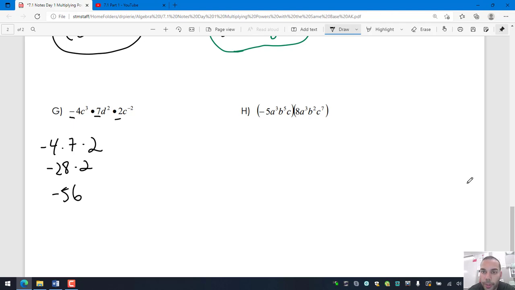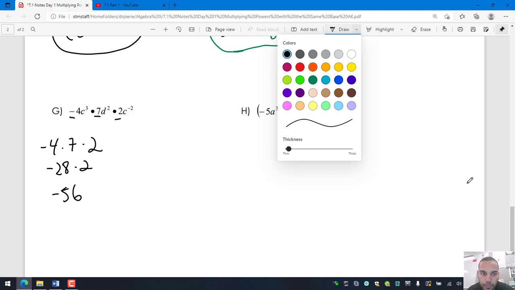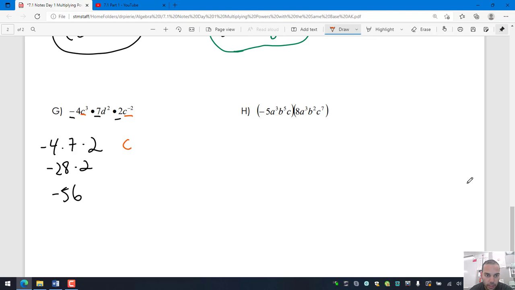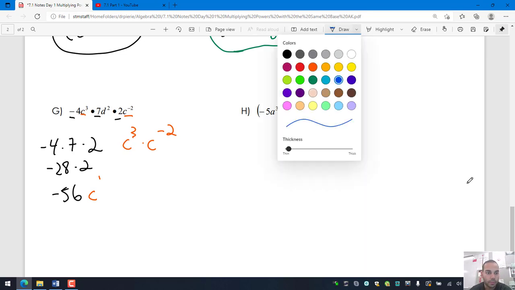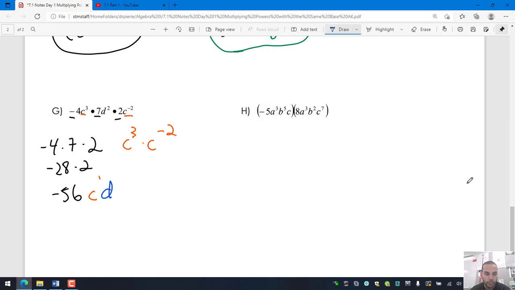Okay, so I've combined my numbers. Now let's think about the variables. Let's go in alphabetical order. We've got c cubed times c to the negative second. Same base, so we add the exponents. 3 plus negative 2 should give us c to the first power. Don't really need an exponent. It could be c to the first or just plain old c. I'll write c to the first though. And the last thing I see here is d squared. D squared doesn't really combine with anything, so we leave it at the end. Should have negative 56, c to the first, d squared.